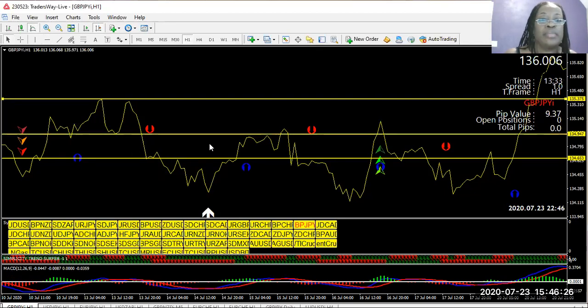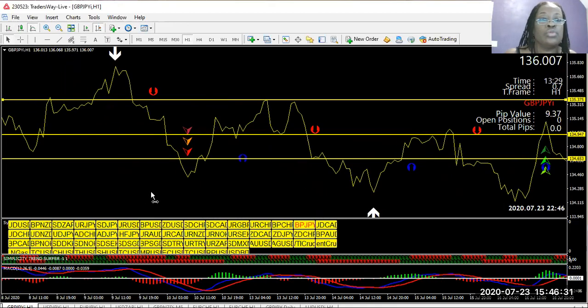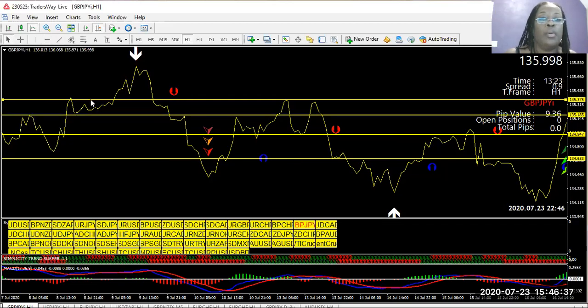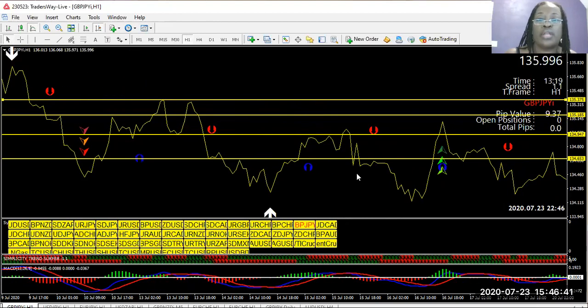Look for your double tops and double bottoms because they tend to line up. You just find other areas where it has lined up. And you can do this on your multiple time frames so that you can identify support and resistance on those areas as well.